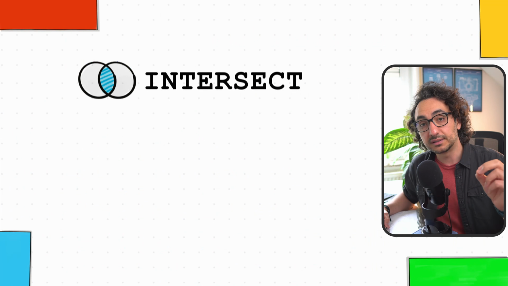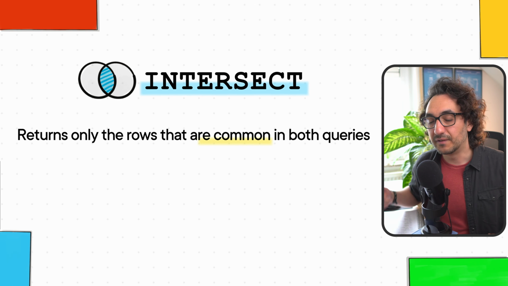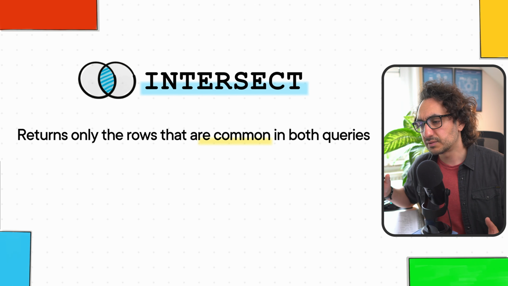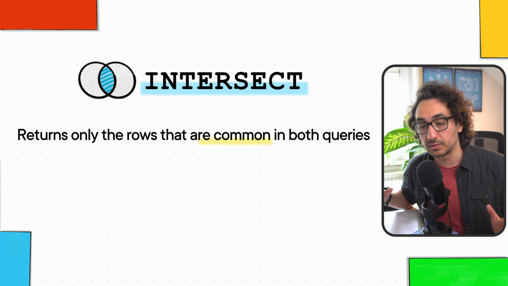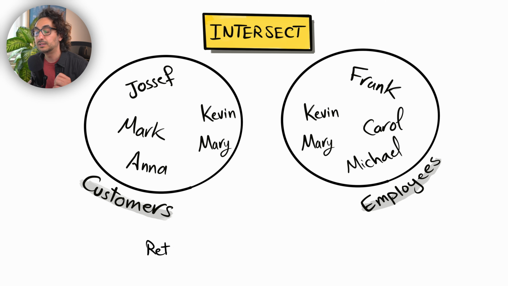Okay, so what is intersect? Intersect is going to return only rows that are common in both queries. It's very similar to the inner join, and here as well it's going to remove duplicates, so there will be no duplicates in the output. Alright, again we have this very simple example where we have 5 customers and 5 employees, and now we're going to combine them using the intersect. So what intersect does is return common rows between the 2 tables.